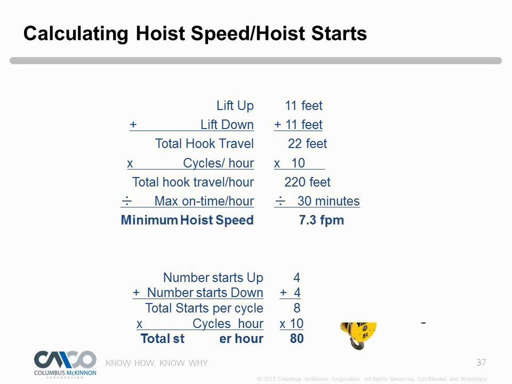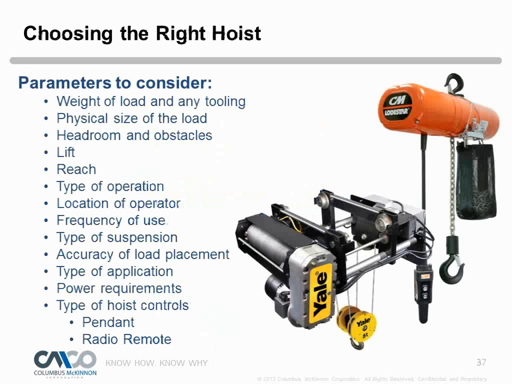So in conclusion: the weight of the load and any tooling, the physical size of the load, the headroom and obstacles, the lift, the reach, the type of operation it is, the location of the operator, frequency of use, type of suspension, accuracy of load placement, what the application is, power requirements, and what we want for controls, pendant or radio remote. So it's a lot of information. It's not just simply, hey, I need a 5-ton hoist and it's about 20 foot from the floor. Yeah, that's good, give me a 20-foot reach hoist.